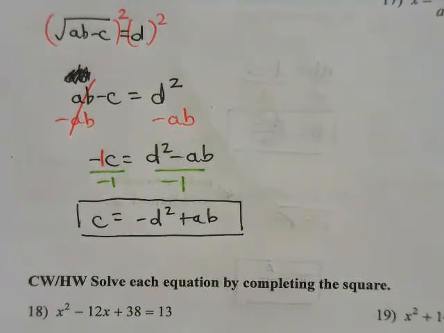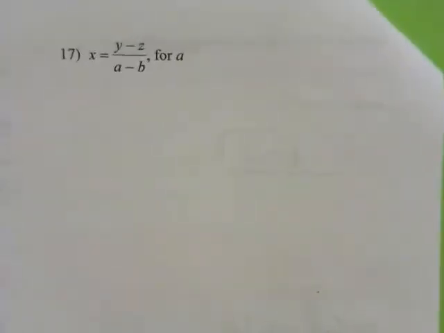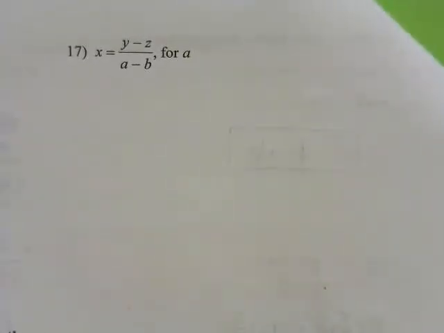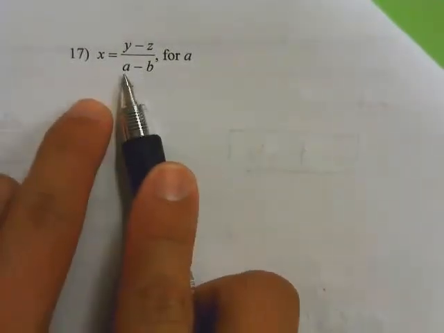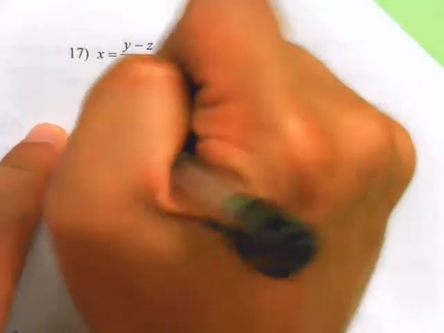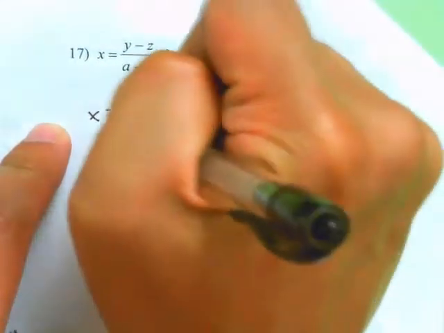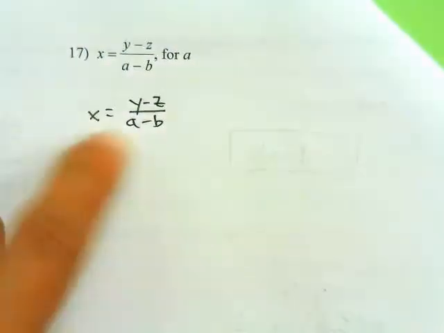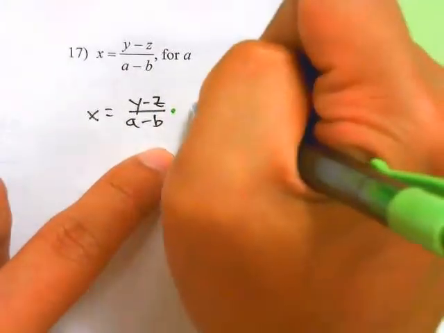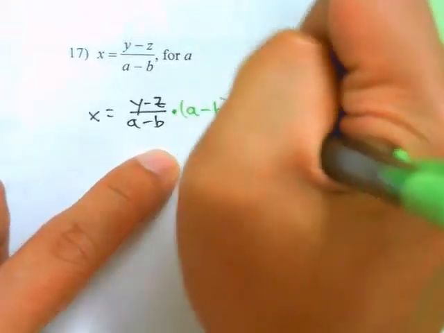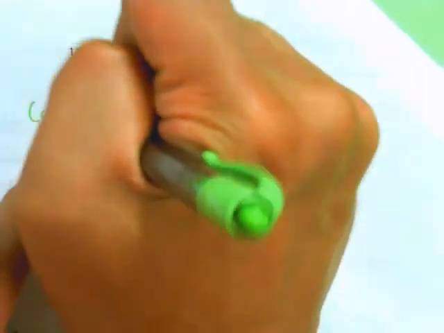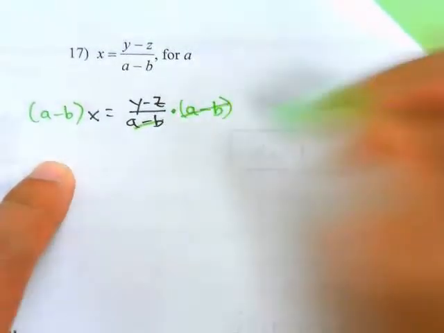All right, last but not least, number 17. Kind of looks like your slope formula a little bit. X equals y minus z all over a minus b. And we want this isolated. So I'm going to write this twice. I want that denominator out of the way. And so what I'm going to do is multiply both sides by a minus b. Okay? And that way that fraction is gone.